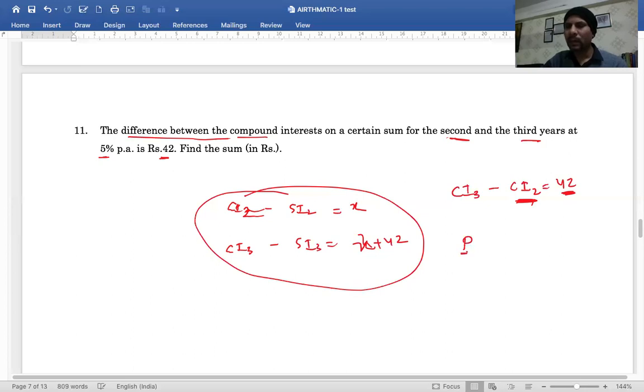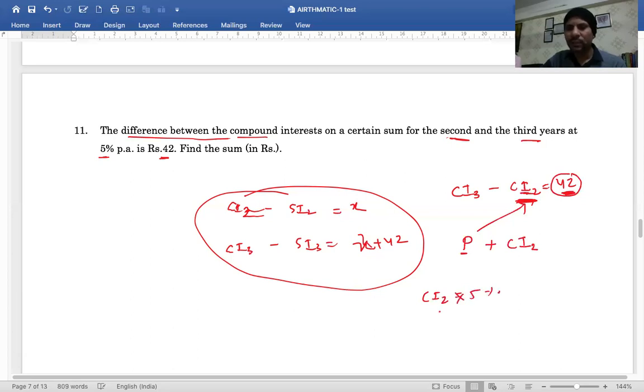At the end of 1 year, the principal is P, on which we earn interest, which is CI2. But at the end of year 2, the principal becomes principal plus CI2. So the extra interest or difference comes only because of this CI2. So now we can do this. So we can calculate CI2.